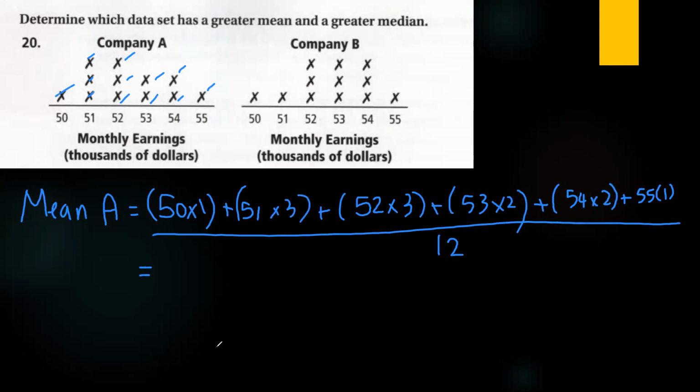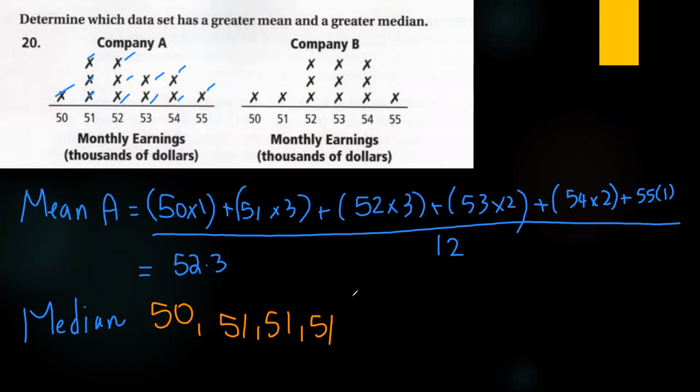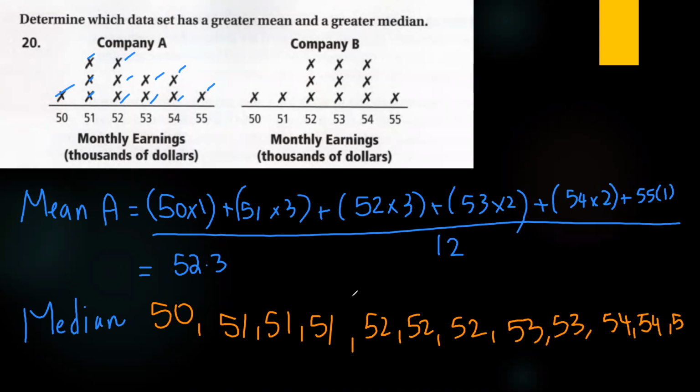So when you add them over 12, we get the answer as 52.3. Now, we need to find the median. In order to find the median, as I told you, you have to rewrite the data as 50, 51, 51, 51, 52, 52, 52, 53, 53, 54, 54, and then 55.